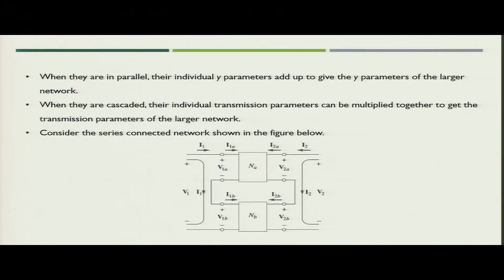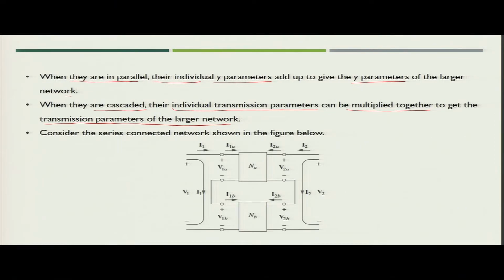Similarly, when the two port networks are connected in parallel, the Y parameters add up to give the Y parameters of the larger network. There may also be cascaded networks, where the output of one network goes as an input to another two port network. In that case, individual transmission parameters can be multiplied together to get the transmission parameters of the larger network. These three combinations, series, parallel and cascaded, are very important for circuit analysis.